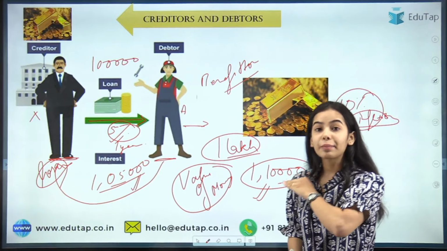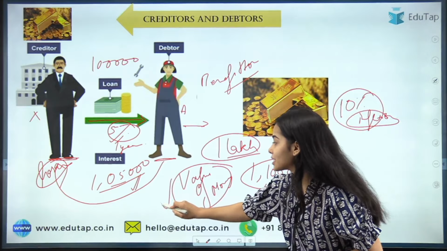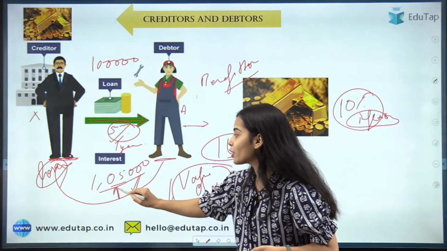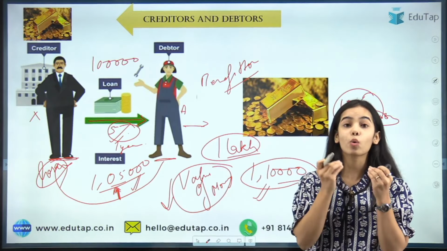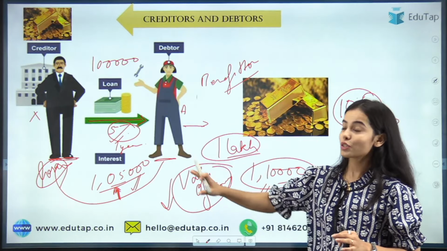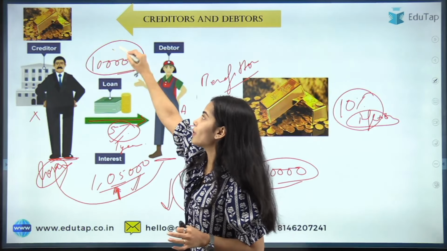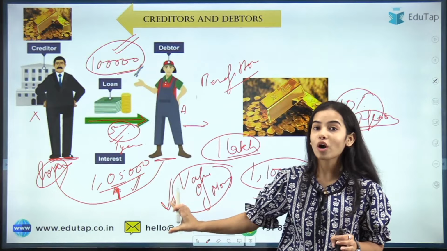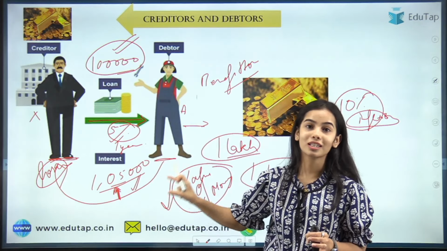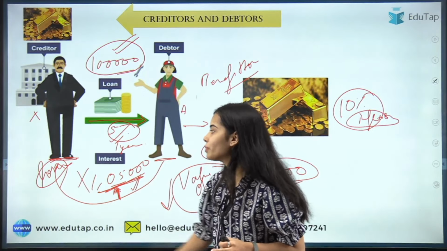But now when the debtor is paying back the loan, the value of money has decreased. Because even a higher quantity of money is not able to buy the same gold. So the creditor has lost. The creditor could have bought the gold with 1 lakh, but now with this 1,05,000, he will not be able to buy the gold.